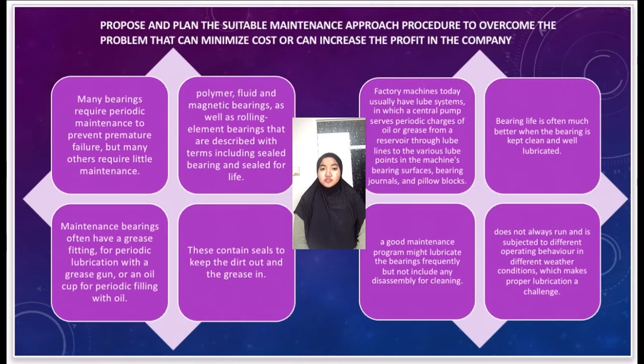Some applications cannot use them effectively. Maintenance bearings often have a grease fitting for periodic lubrication with a grease gun, or an oil cup for periodic filling with oil. Industry relied on many workers called oilers to lubricate machinery, frequently with oil cans. Factory machines today usually have a loop system in which a central pump serves periodic charges of oil or grease from a reservoir through lube lines to the various lube points in the machinery: bearing surfaces, bearing journals, and pillow blocks.